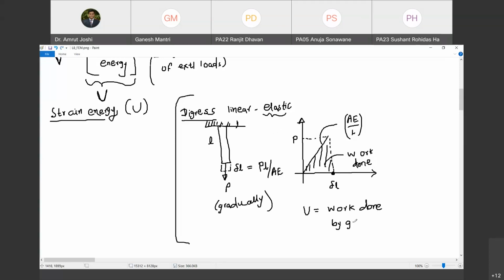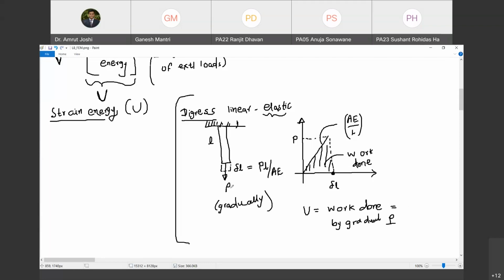By gradual P. Do you agree with me? Yes, sir. Now, can you tell me what is the strain energy then? What is the area under this curve? It is half. So that half factor you had not told. You said P into delta L. P into delta L is not possible because P was not existing right from the 0th second.